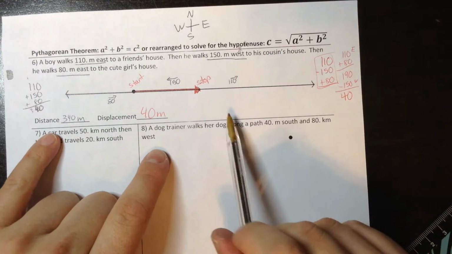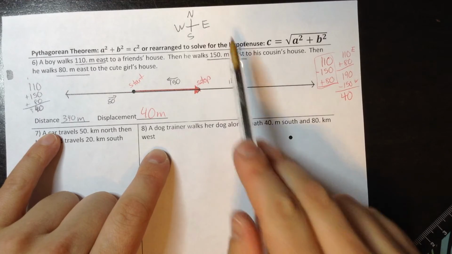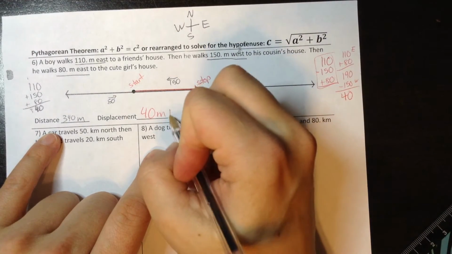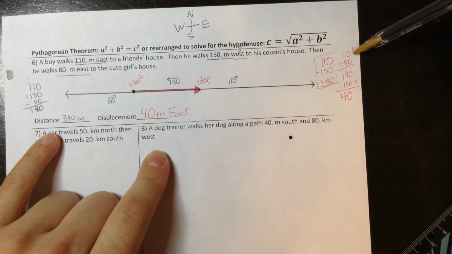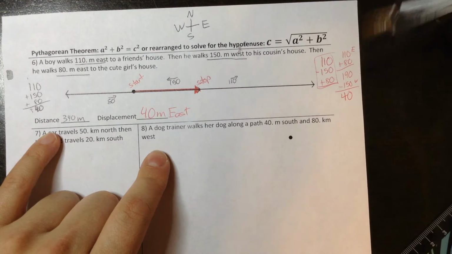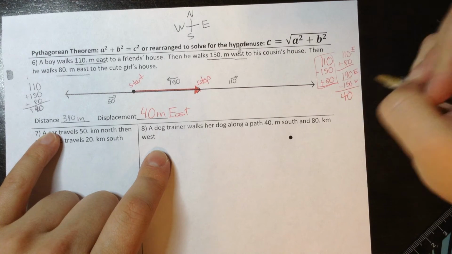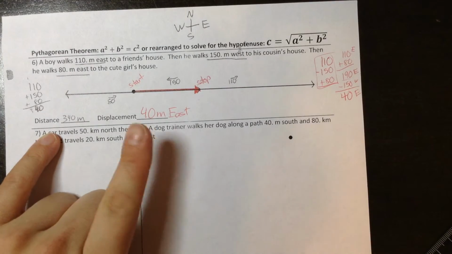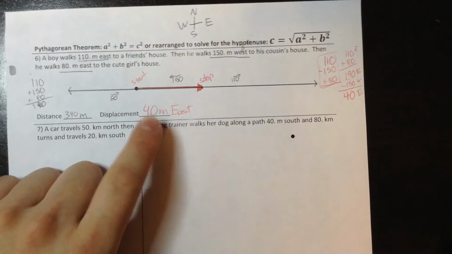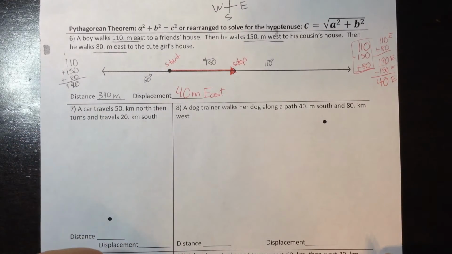Okay? Now what direction? Well, if you drew the arrow in here, you can see it's going east. But if you don't want to think about the arrow and you just want to look at the math, you notice 190 east is a bigger number than the 150 west, so east wins. 40 east. There you go. So that's number 6.